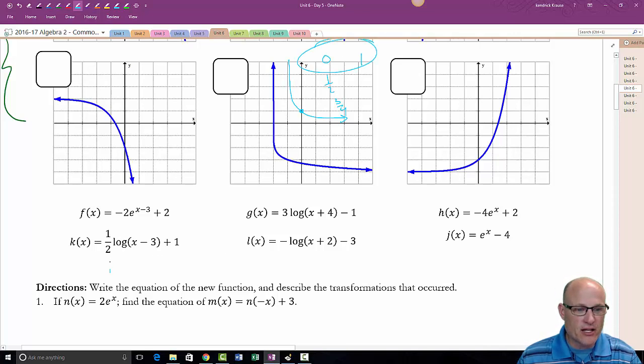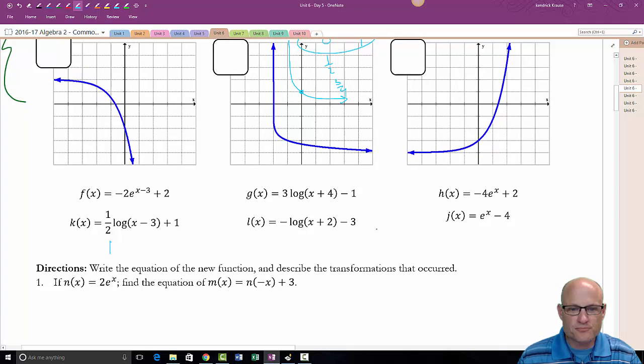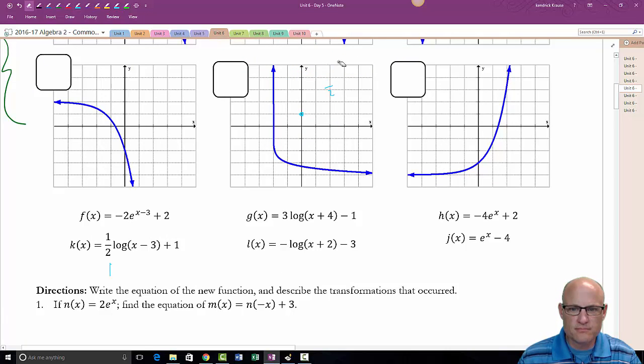So let's see. But that's not exponential. What do we got here? Let's see here. That's a negative. Do we just go down? What do we do here? Okay, I don't see any exponential functions that look like that. So, all right. I mean, that's a 1/2, but all right.